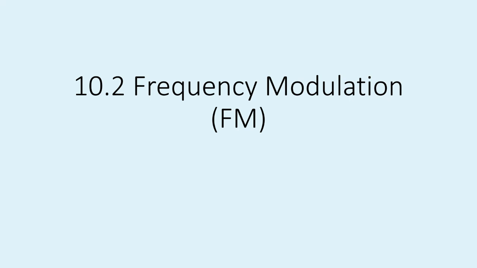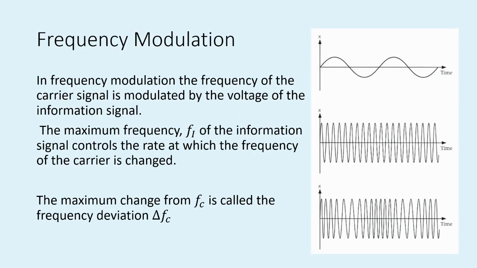Chapter 10, Wireless Communications, Part 2, Frequency Modulation. In frequency modulation, we modulate the frequency of the carrier signal, not the amplitude. And it is modulated by the instantaneous value of the voltage multiplied by a constant.